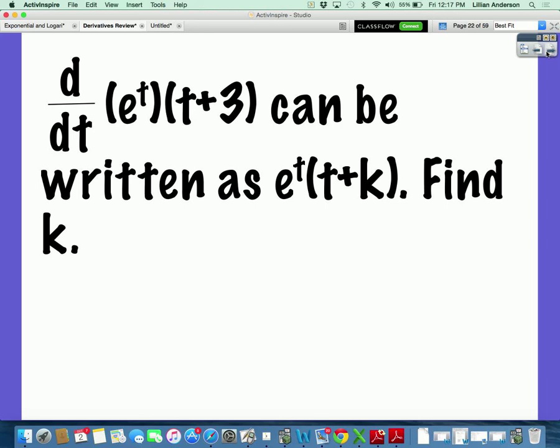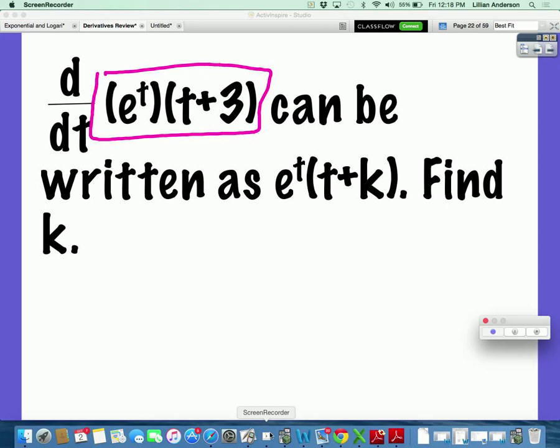Don't be thrown off by d of dt or dy over dt or dy over dx or anything like this. This basically all means the same thing: derivative. So when you see this type of notation, it just means the derivative of this. It says the derivative of this function can be written as e to the t times (t plus k). Find the value of k. First, find the derivative of this function right here. Go ahead and do that now.